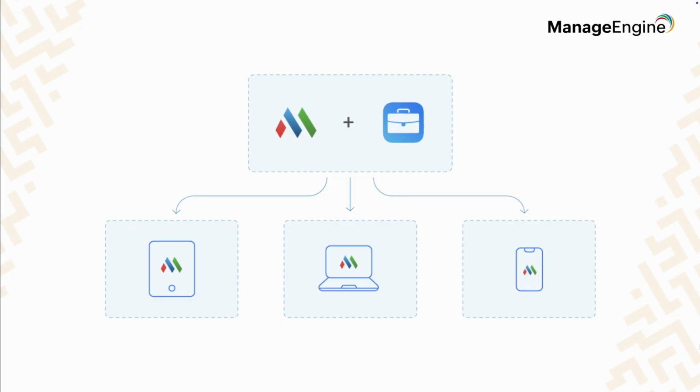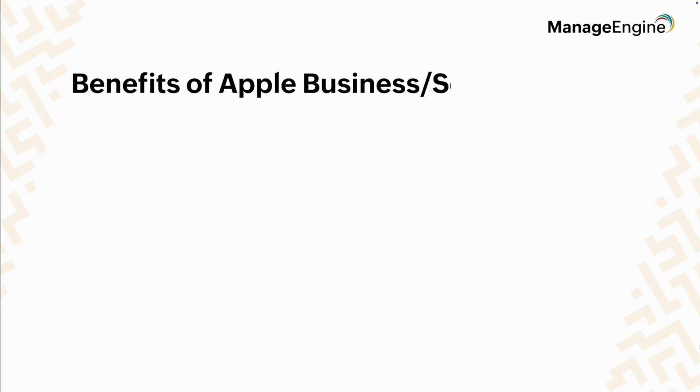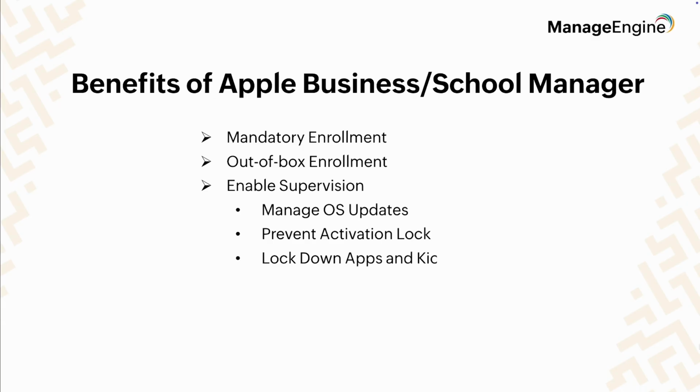Apple Business Manager and Apple School Manager are the web-based portals provided by Apple. When integrated with MDM, ABM helps organizations simplify the deployment of Apple devices, configure device settings, and silently install apps on them. Additionally, devices provisioned using ABM go through mandatory enrollment even after a factory reset. They can be enrolled directly out of the box without requiring physical access or hands-on setup.